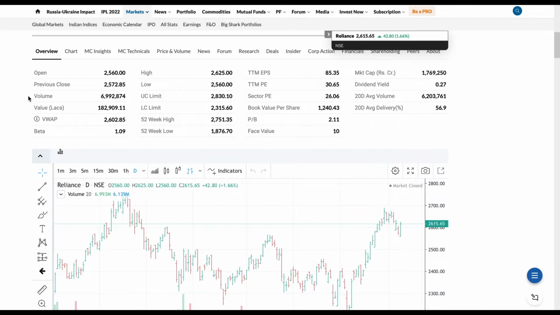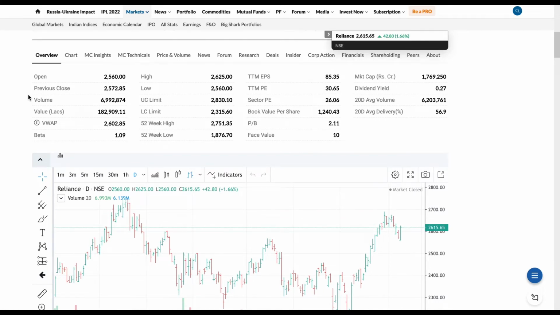Then there's the volume. The volume is the number of shares that are being traded, and the volume, as we have previously discussed, is 69,92,874. Then there's the VWAP. This stands for the volume weighted average price. It is the trading benchmark that is used by professional traders to understand the stock.